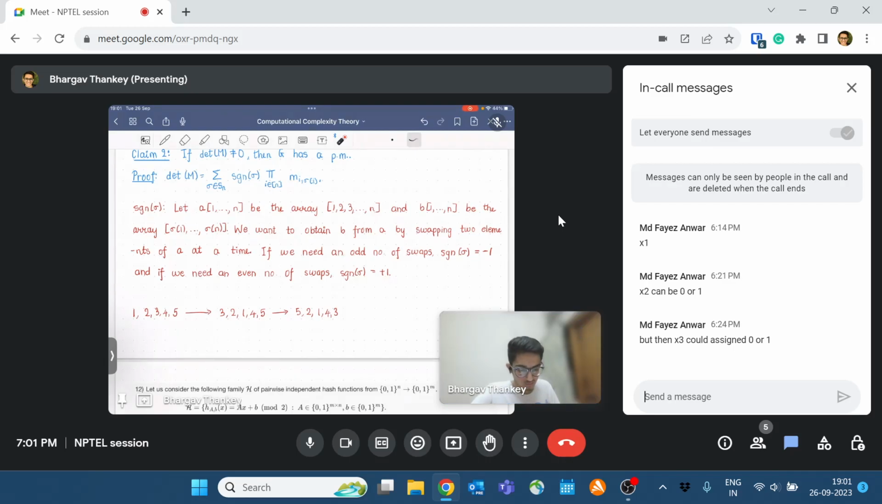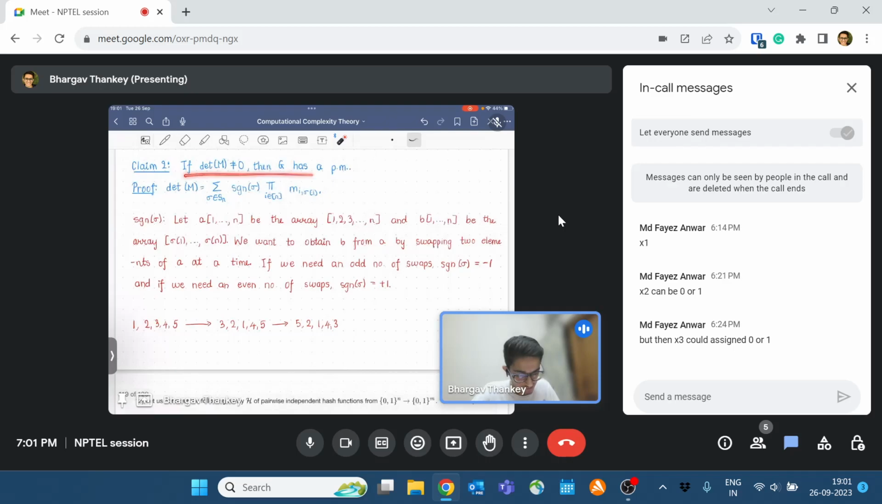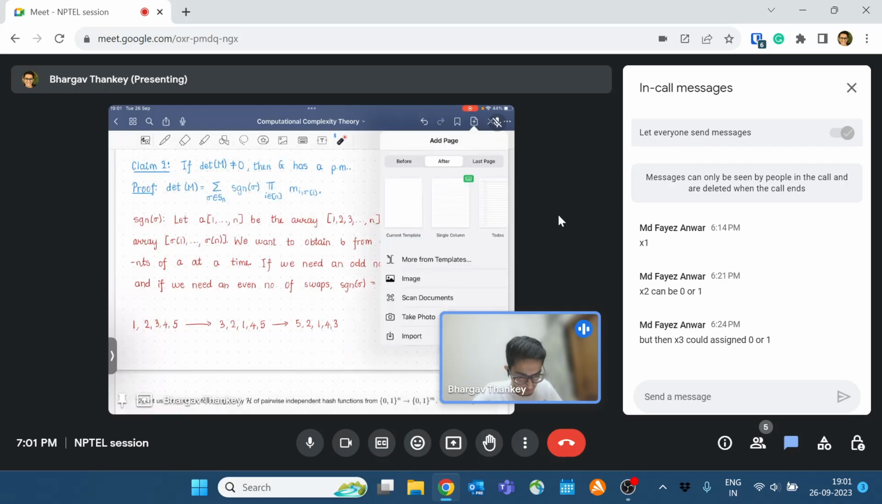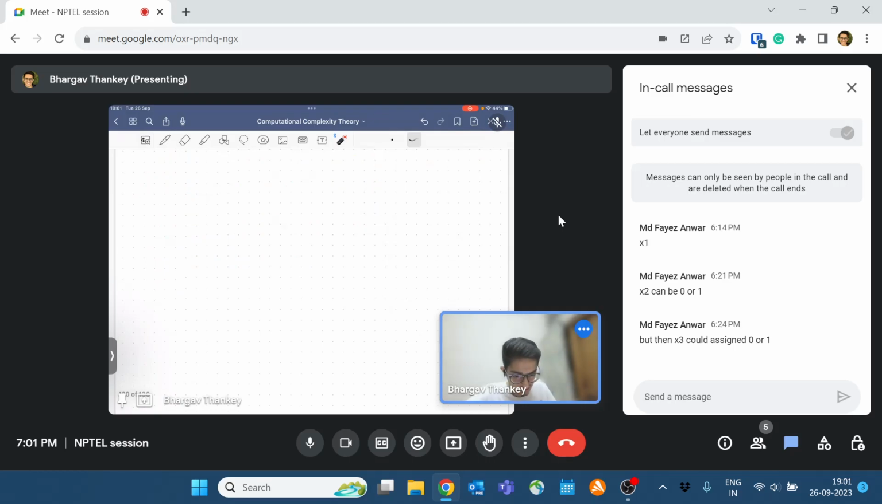So I won't prove it, but it's possible to prove. This is the determinant, and now what did we want to prove? We wanted to prove this. So let me now prove this. The proof is just one line.